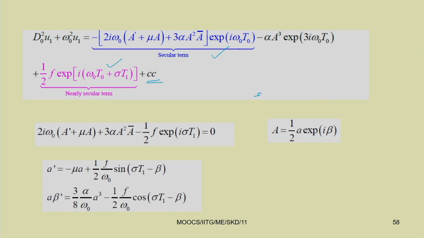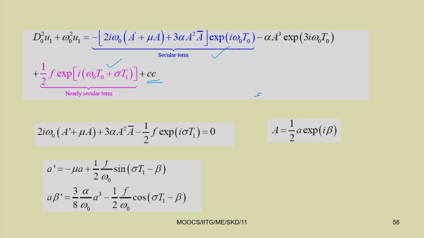Here also, when sigma equals 0, this becomes exactly i omega 0 t 0. So, this will also be a secular term provided sigma is 0, but if sigma is nearly 0 also, it will tend to infinity or lead to a secular term. That is why it is known as a nearly secular term or mixed secular term. So, due to the presence of sigma t 1, this is a mixed or nearly secular term. This term will be secular when sigma tends to 0.